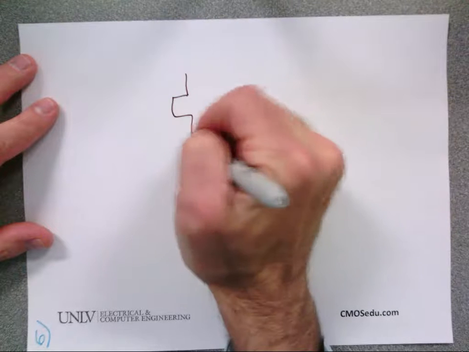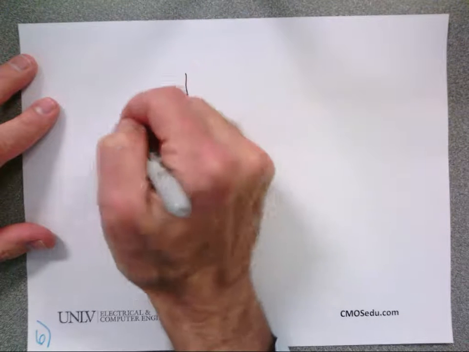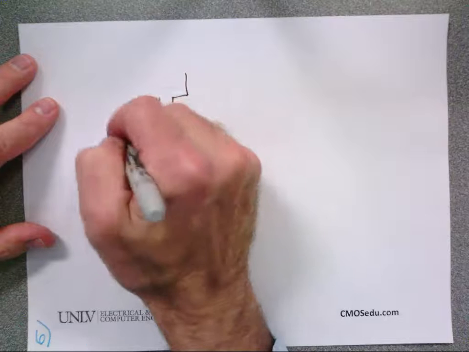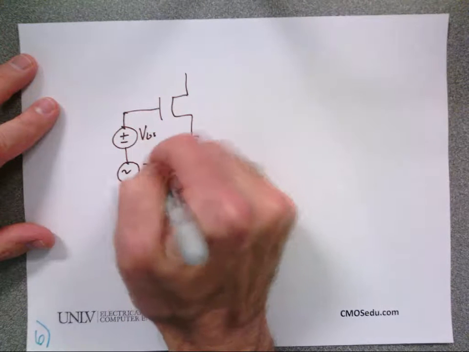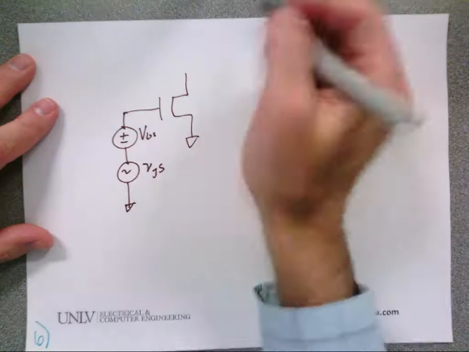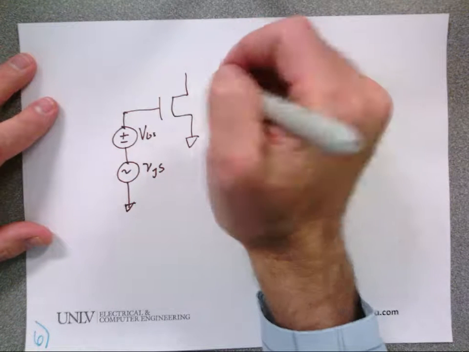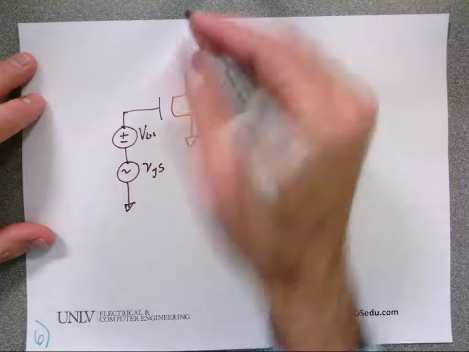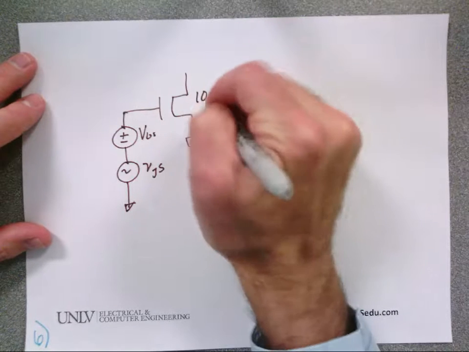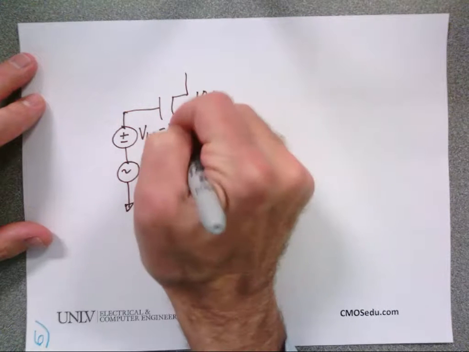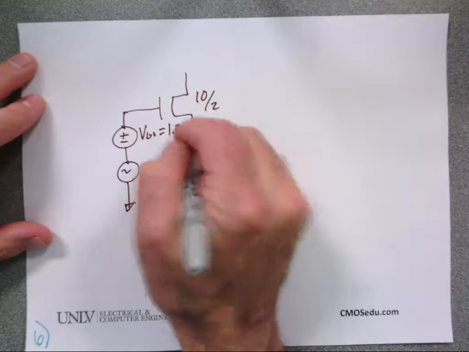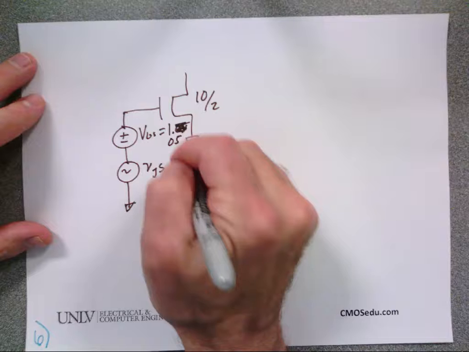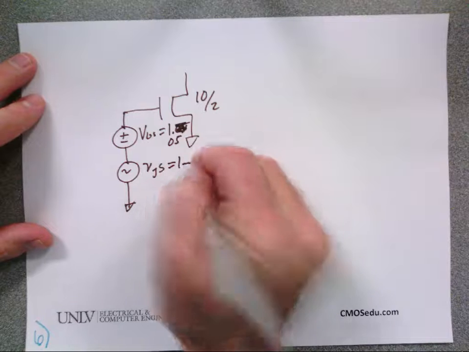So here I've got my transistor, and let's switch this up. I got my VGS here. I got my AC VGS. And I'm going to do a sim with this one so that you can verify that what we're doing is right. And let's just say it's 10 by 2. Let's say VGS is 1.05 volts, and little VGS is 1 millivolt.